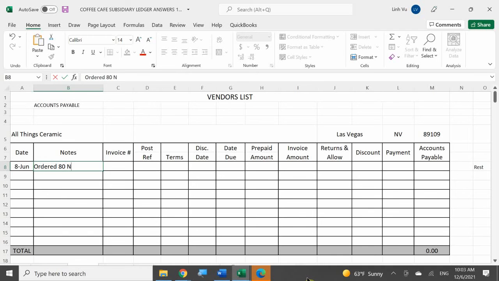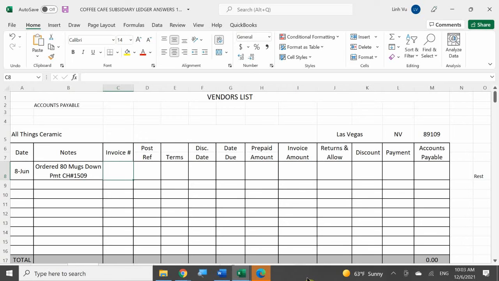You ordered 80 mugs, down payment, with a check number 1509. Okay, invoice number, it's going to be your purchase order number because in this case we haven't received the bill yet, but our only proof of the transaction that required us to pay that $100 down payment is the purchase order. They said that if you want me to ship you 80 coffee mugs, you need to put a down payment. Our only proof of that transaction is going to be through our purchase order itself.